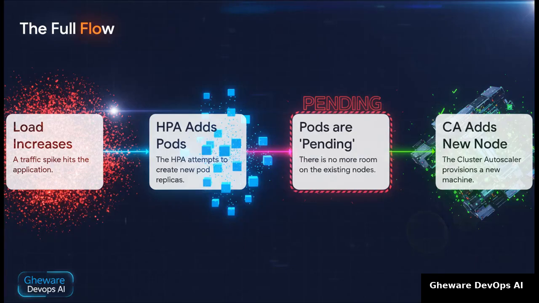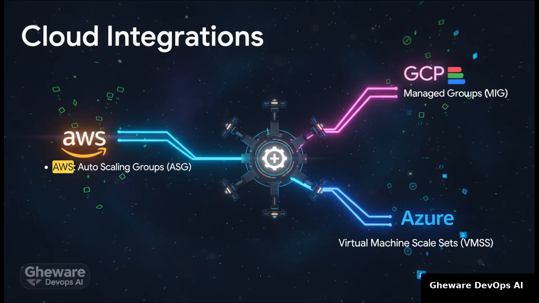A massive load hits your app. HPA springs into action and tries to create a bunch of new pods. But the Kubernetes scheduler looks around and says, uh-oh, there's no room. So it puts the pods in this pending state. The Cluster Autoscaler sees these poor pending pods, realizes the cluster is full, and boom, automatically calls out to your cloud provider for a brand new node. Problem solved.